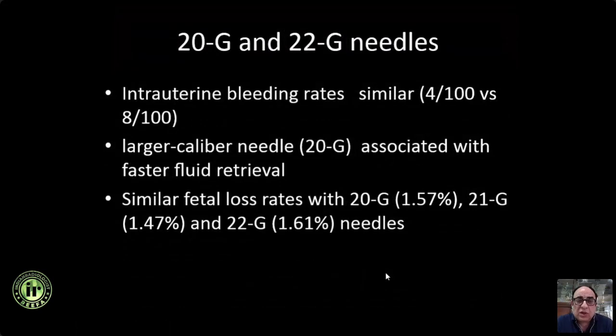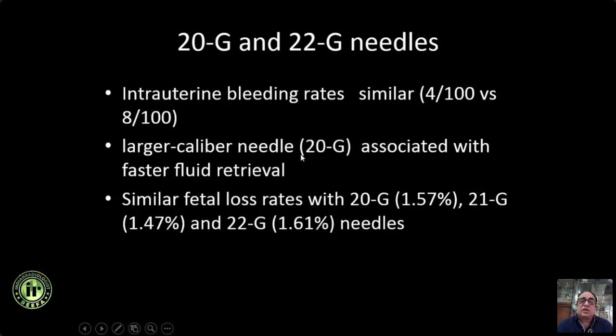Now, there's this controversy of whether to use a 20G needle or a 22G needle for amniocentesis. There have been no reports which suggest that a larger needle can increase the bleeding rate. In fact, the bleeding rates can be similar.